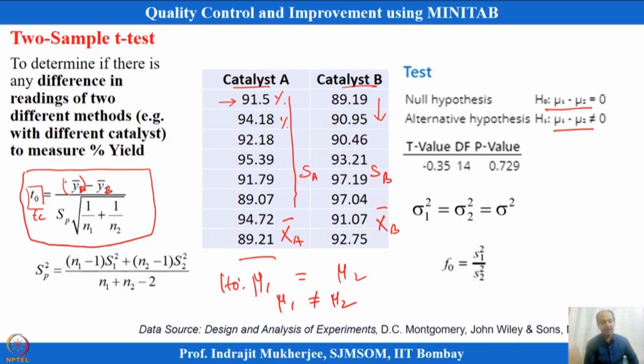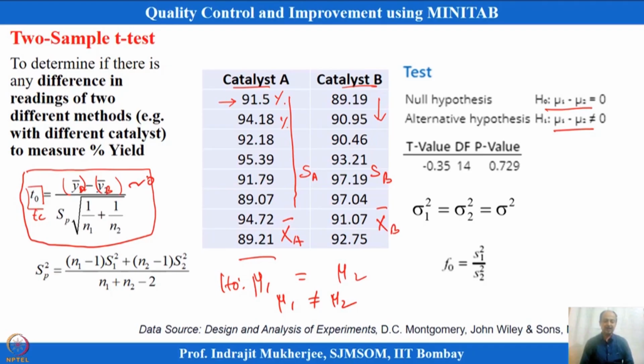If this difference between ya bar and yb bar is close to 0, we can assume they are not much different. So the hypothesis testing result should show that if it is close to 0, the null hypothesis cannot be rejected. If it is very different from 0, what is expected is that we should reject the null hypothesis.